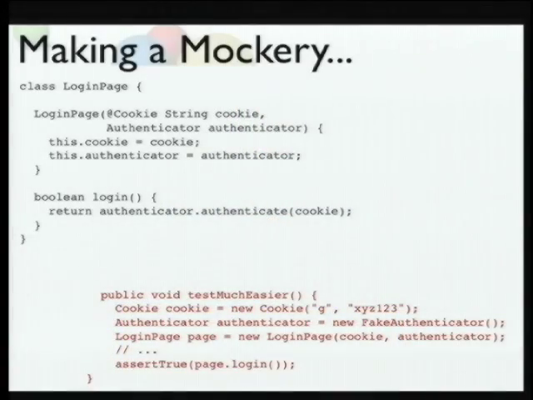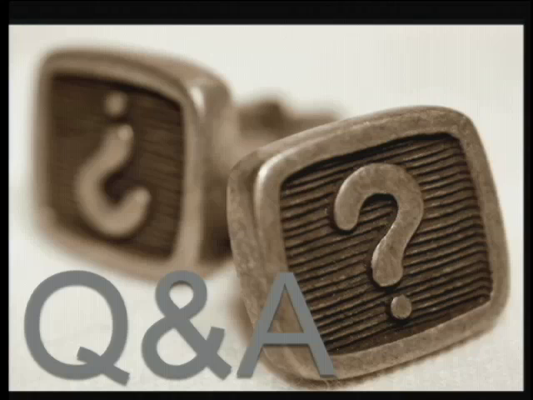Okay, so this becomes much easier, and look at this. The test now becomes much simpler as well, because you can just say, make me a cookie, make me a fake authenticator, and call the login on it, and then authenticate and verify that pieces are working, right? Piece of cake. The test becomes a lot simpler, and all we really did is remove a couple of dots, right? The dots are what we call the law of Demeter violation.